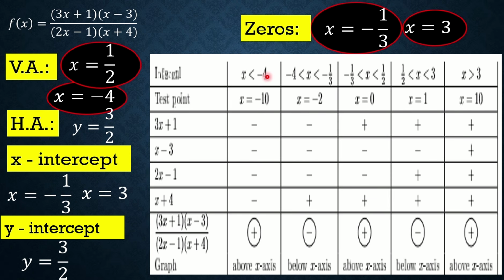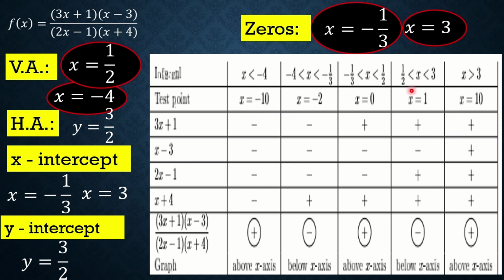Anong sumunod kay negative 4? Okay, that is negative 1/3. So, dito, ang ilalagay nyo, gitna ni negative 4 and negative 1/3. Next, kay negative 1/3, that is 1 half. So, dito naman, pagitan ni negative 1/3 and 1 half. And kasunod ng 1 half is positive 3. So, pagitan ni 1 half at positive 3. And yung last, yung mas mataas sa 3.